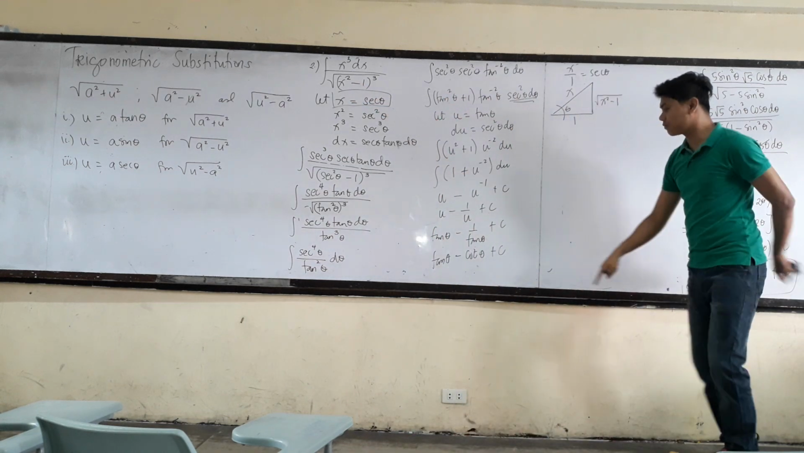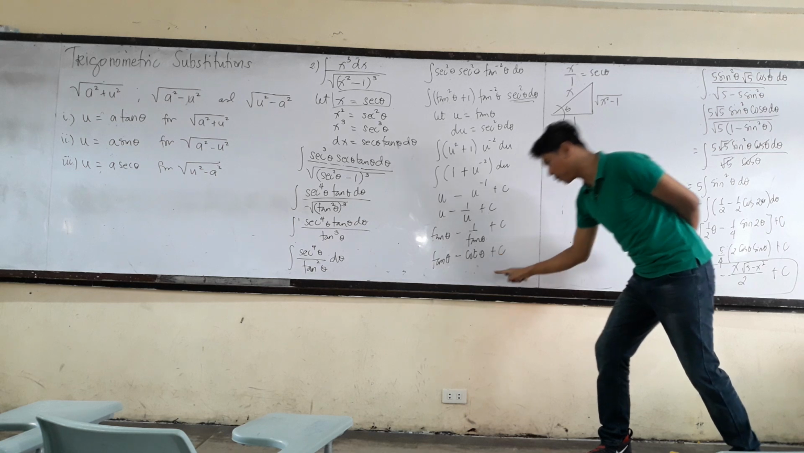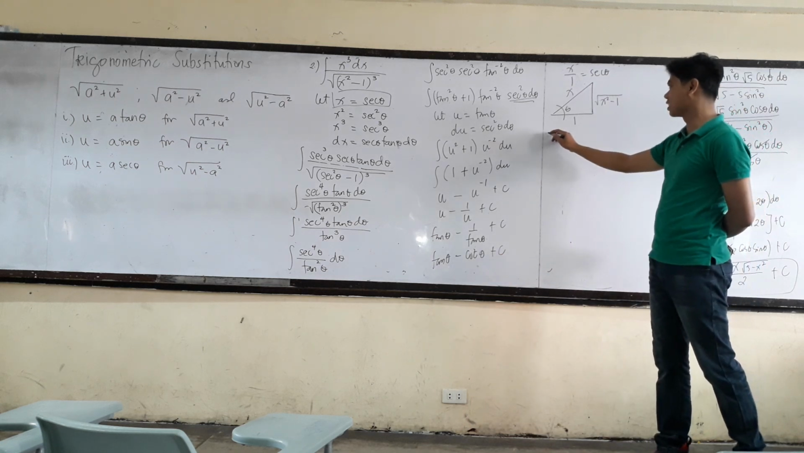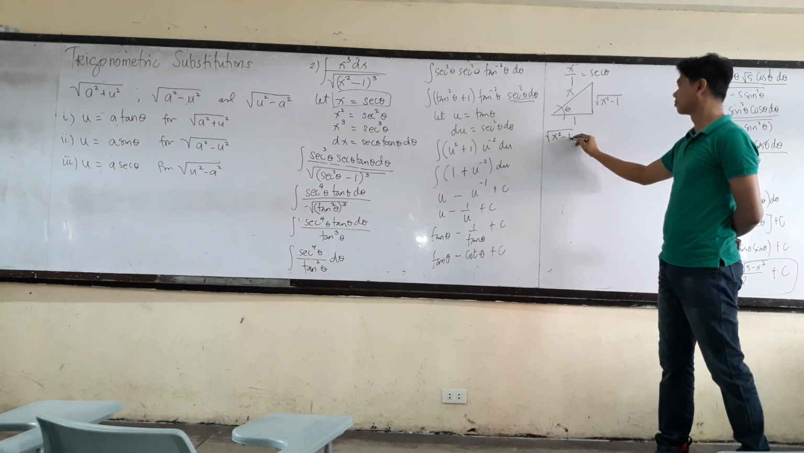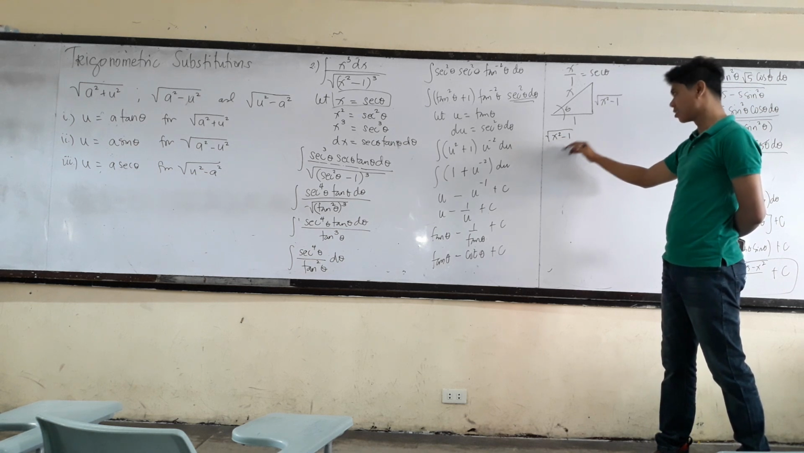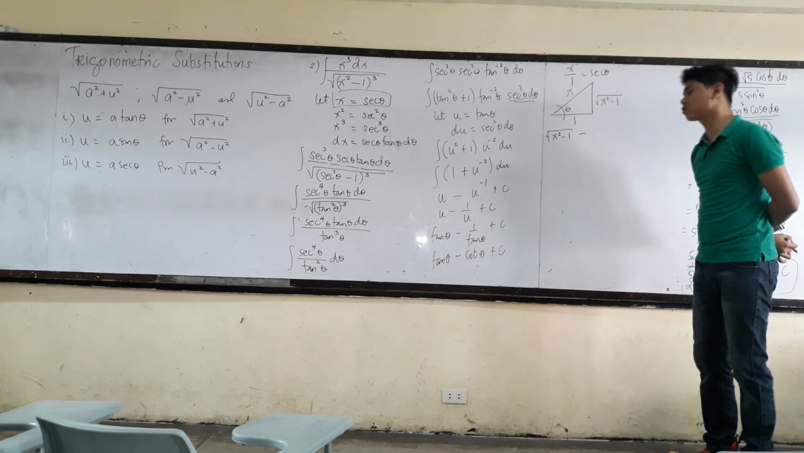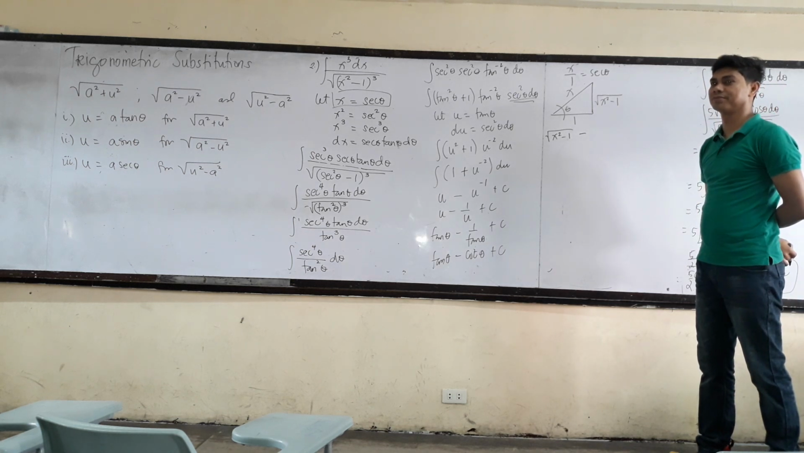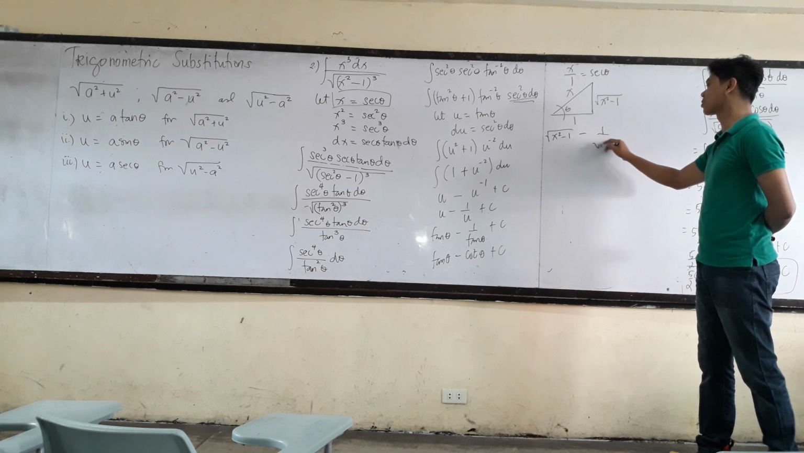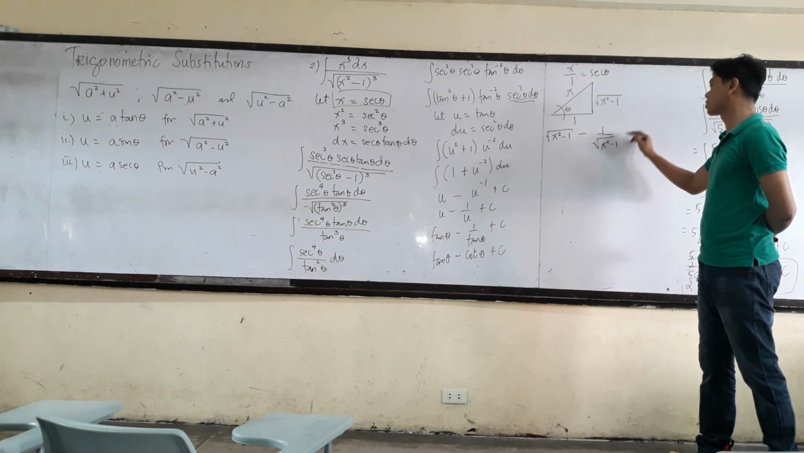And then, following this form, tangent theta is what? How do you express tangent theta? You tell me what to write here. Square root of x squared minus 1, minus, what about cotangent? 1 over square root of x squared minus 1, plus c.